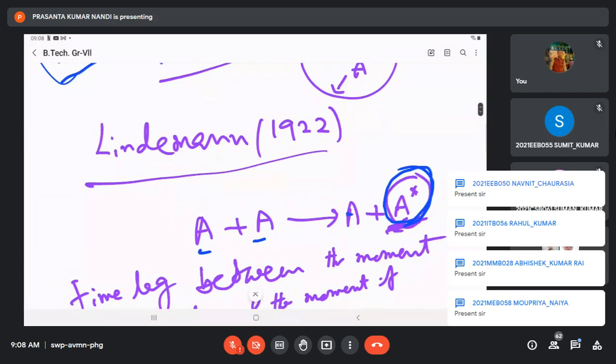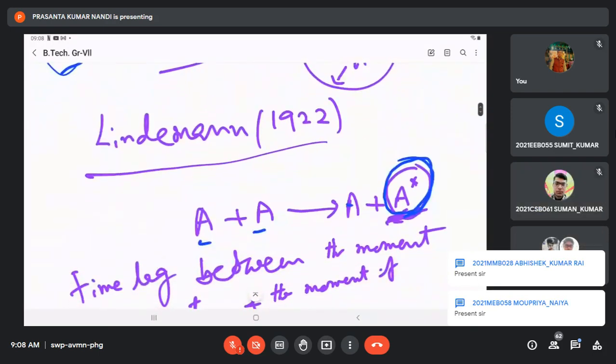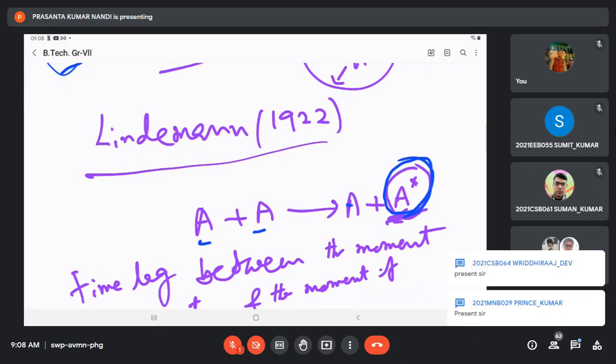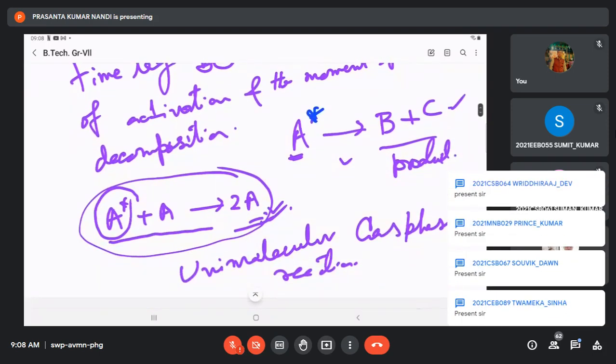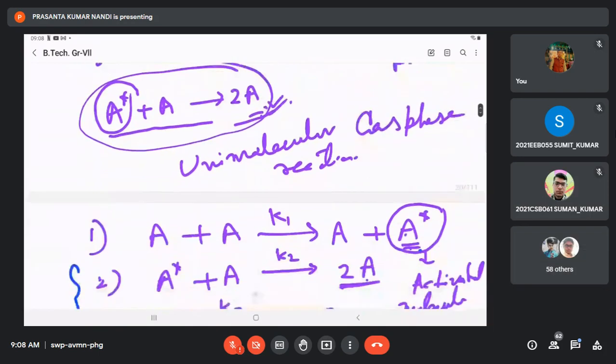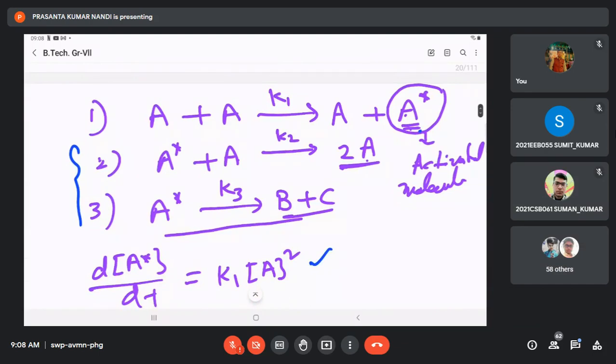we will propose a reaction scheme like this. Lindemann proposed this reaction mechanism in 1922, and the mechanism we consider here is in a simple elucidation like this. It involves three steps. Here we represent A as a reactant molecule, any particular reactant species.